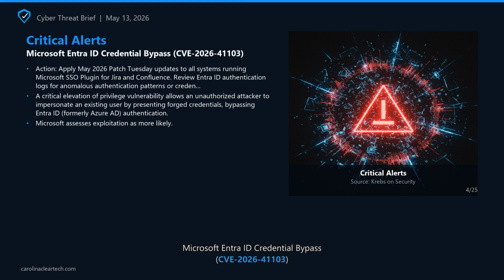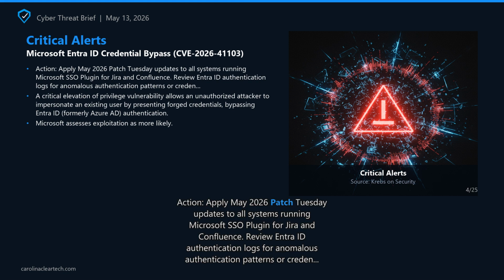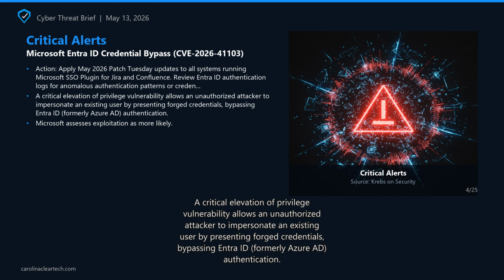Microsoft Entra ID Credential Bypass, CVE-2026-41103. A critical elevation of privilege vulnerability allows an unauthorized attacker to impersonate an existing user by presenting forged credentials, bypassing Entra ID, formerly Azure Active Directory, authentication. Microsoft assesses exploitation as more likely. The vulnerability affects the Microsoft SSO plugin for Jira and Confluence, making it particularly dangerous given ongoing supply chain attacks targeting development and CI/CD tools.